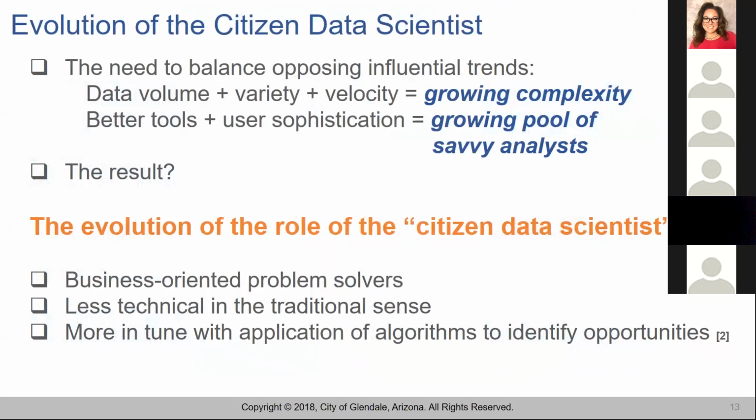So we have this growing pool of savvy analysts. The result, we have the evolution of the role of the citizen data scientist. They're business-oriented problem solvers. They may be less technical in the traditional sense, but they're more in tune with the application of algorithms to identify opportunities.